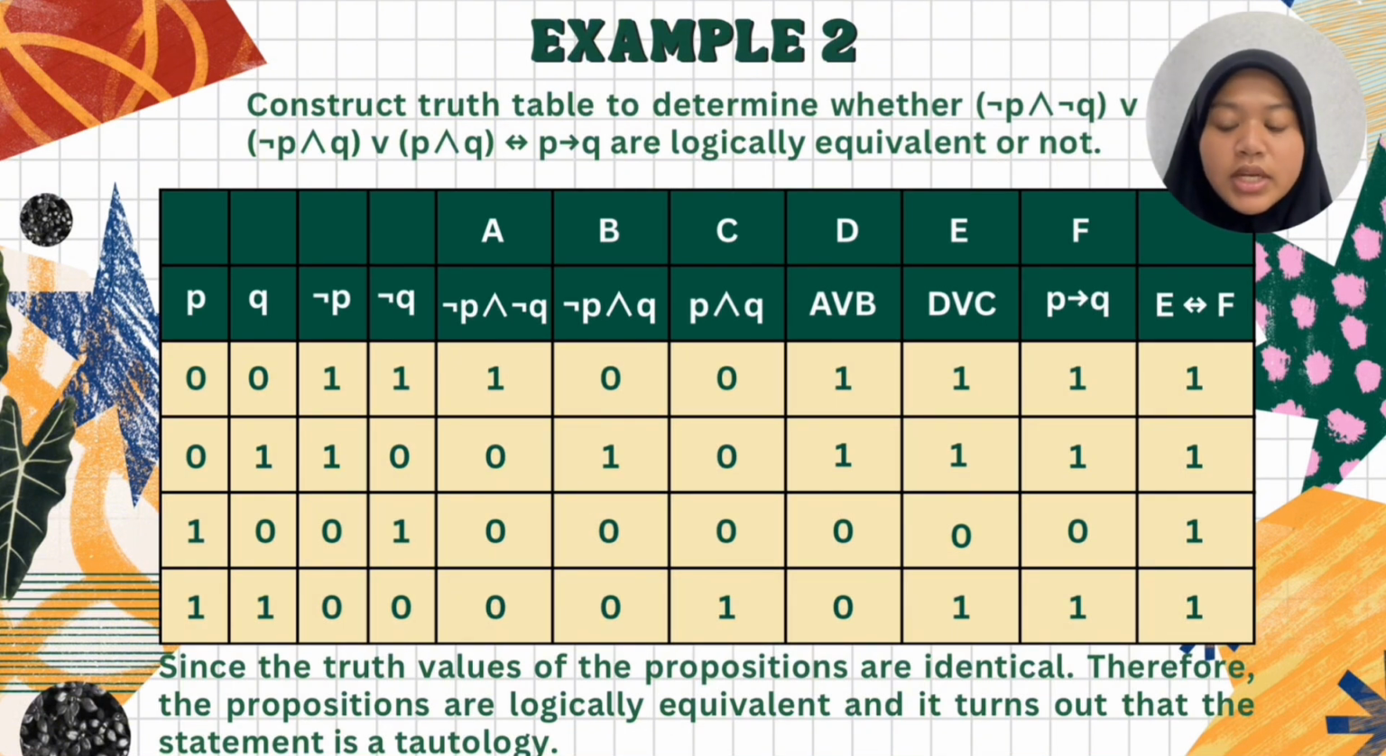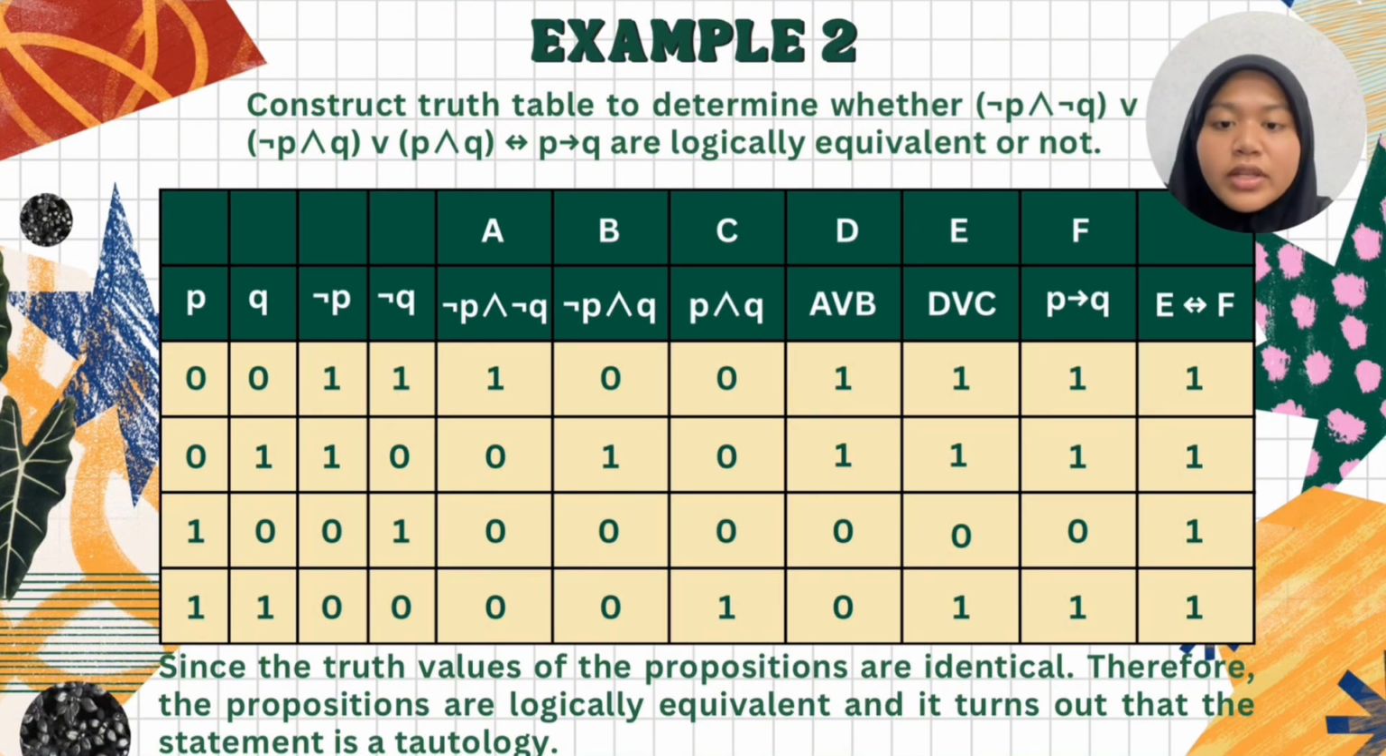For the disjunction, if P is true or Q is true, or both P and Q are true, then P or Q is true. Otherwise, P or Q is false. For the conditional statements, if P is true and Q is false, then the conditional P implies Q is false. Otherwise, P implies Q is true. If P and Q have the same truth value, then P if and only if Q is true. And if the opposite, it is false.